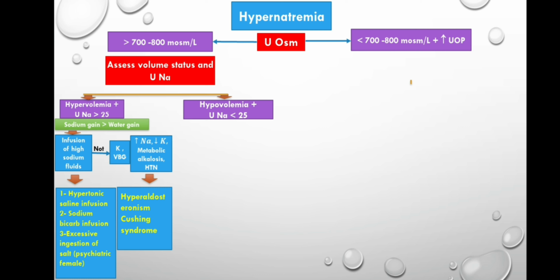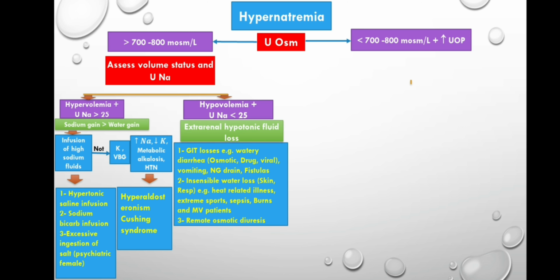Okay, if urine sodium is less than 25, this means there is extrarenal hypotonic fluid loss. I mean there is extrarenal loss of water more than sodium, and the result will be more sodium than water in the blood. So the sodium in relation to water in the blood will be higher, so hypernatremia will occur.